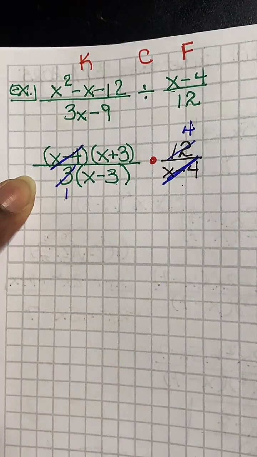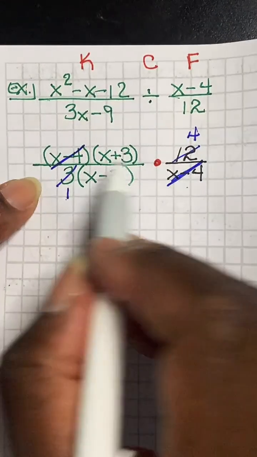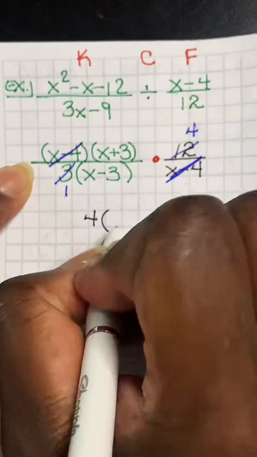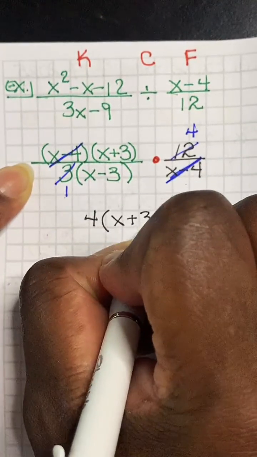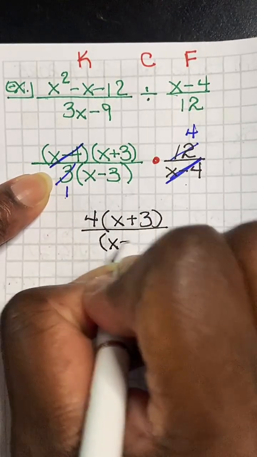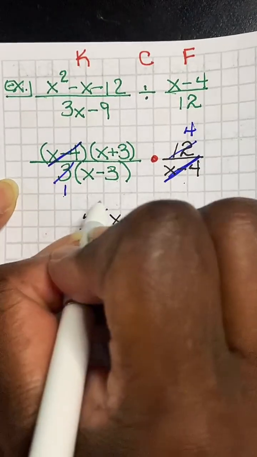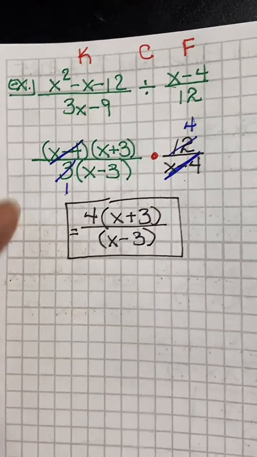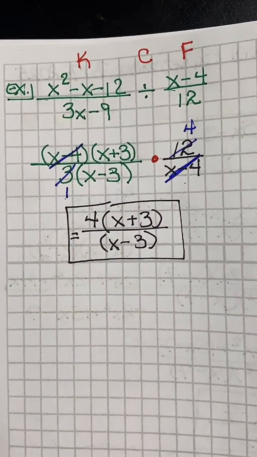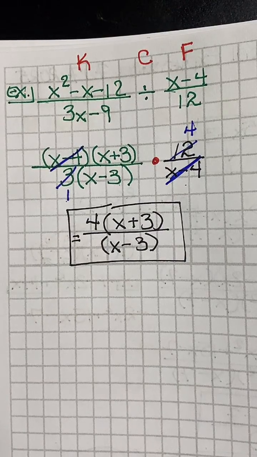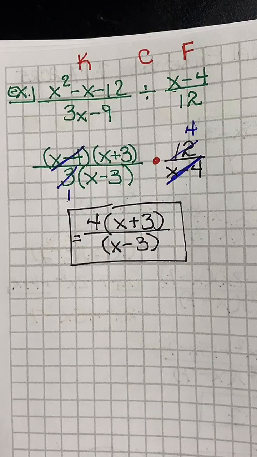So now, let's clean up. We have our 4 times x plus 3. That's going to be my numerator. And my denominator, we have x minus 3.